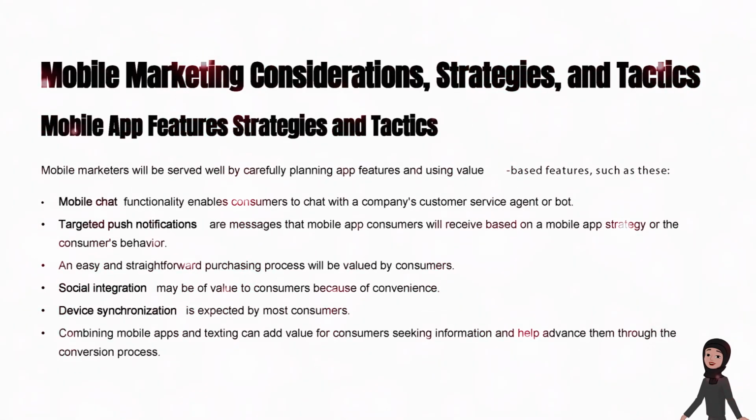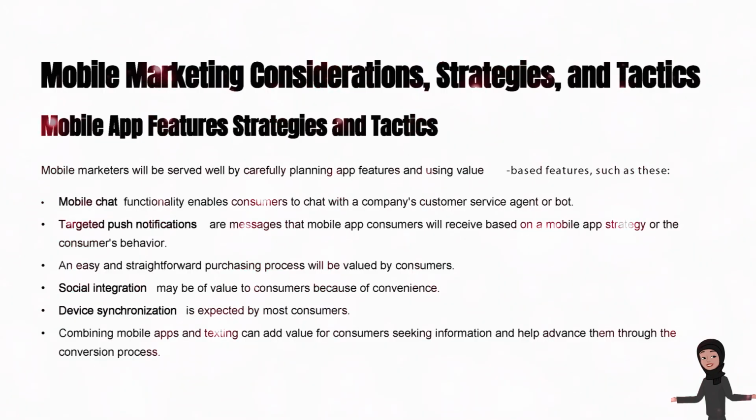After considering design, marketers also need to plan the app's features carefully. Strong features should provide value and support the consumer's journey. For example, mobile chat allows users to communicate with a customer service agent or bot when they need help. Targeted push notifications can send messages based on the app strategy or the consumer's behavior. A simple purchasing process is also valuable because consumers expect convenience.